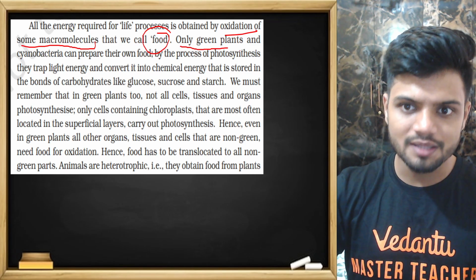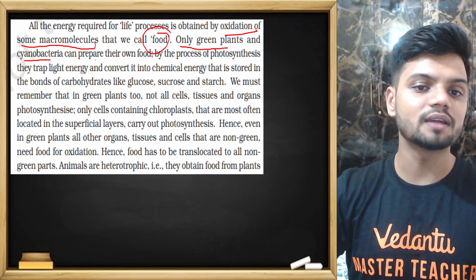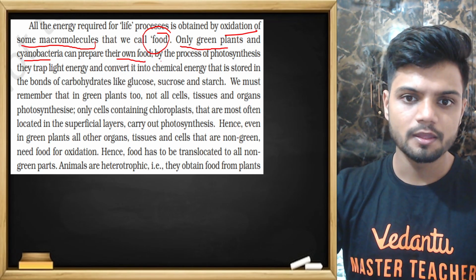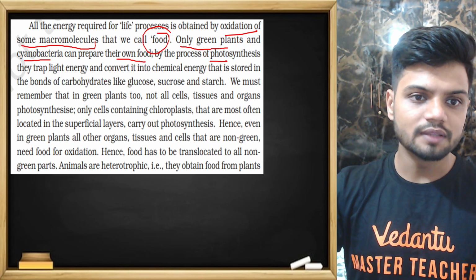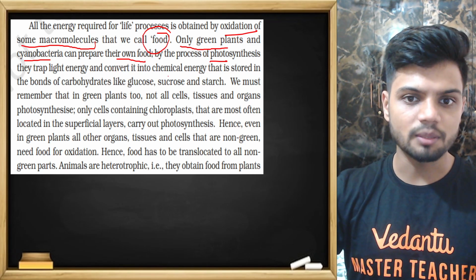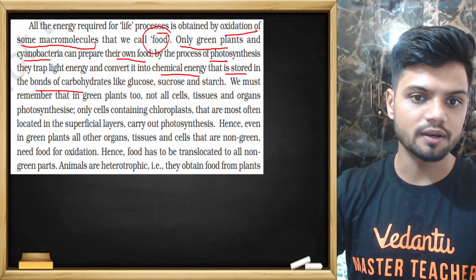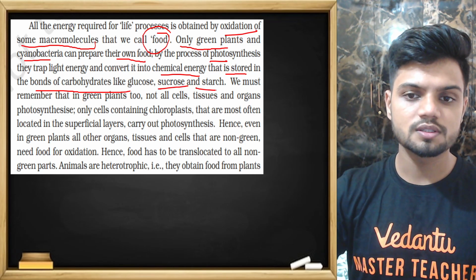Only green plants and cyanobacteria can prepare their own food. Green algae. By the process of photosynthesis, they trap the light energy, light reaction, and convert it to chemical energy, dark reaction. That is stored in the bonds of the carbohydrate like glucose, sucrose, starch.